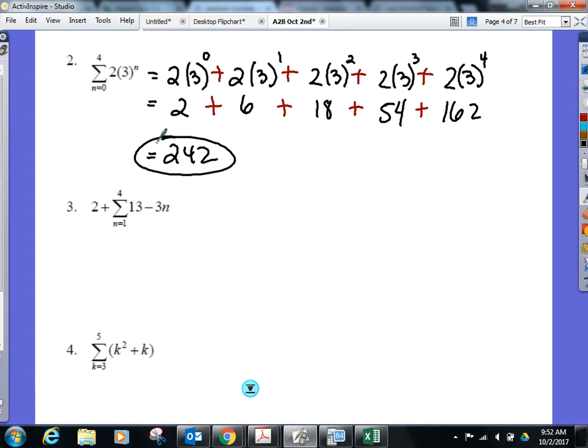So if you start, what number am I going to start by plugging in? 1. Okay, so 13 minus 3 times 1. And then 13 minus 3 times 2. 13 minus 3 times 3. And 13 minus 3 times 4.